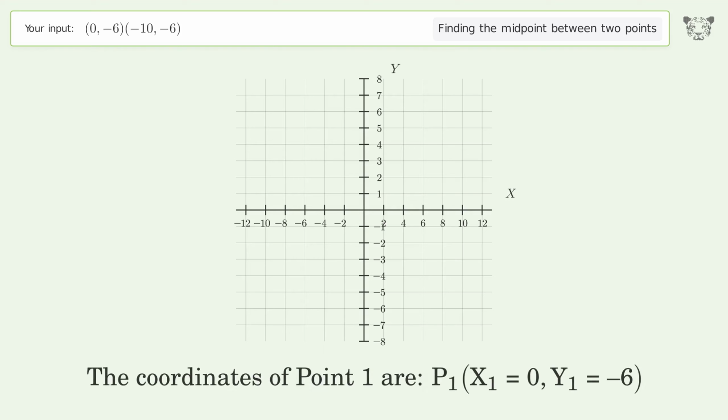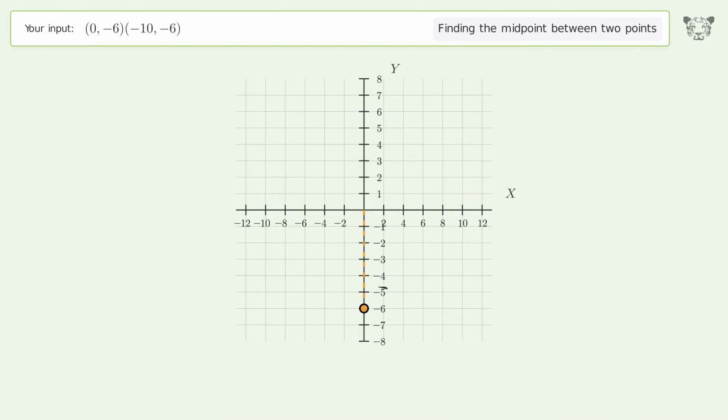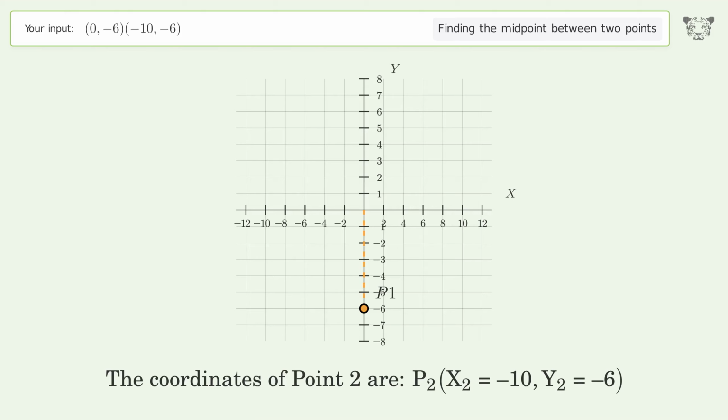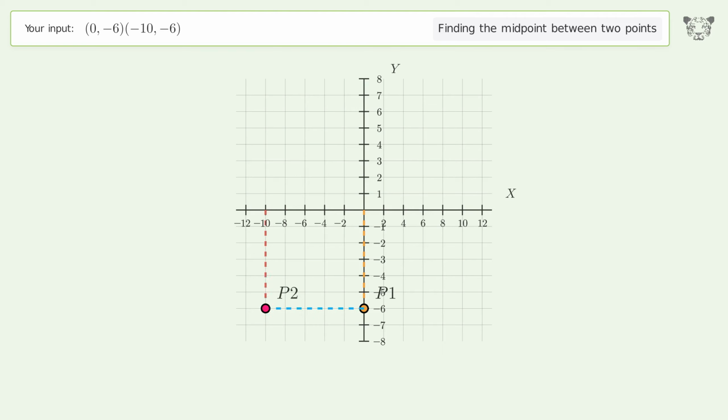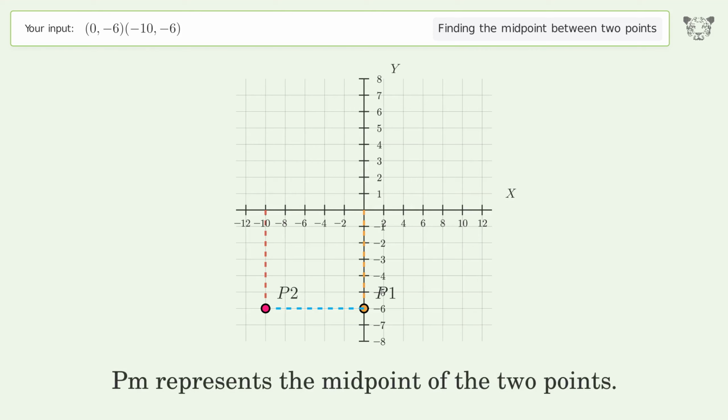The coordinates of point 1 are, x1 equals 0, y1 equals -6. The coordinates of point 2 are, x2 equals -10, y2 equals -6. PM represents the midpoint of the 2 points.